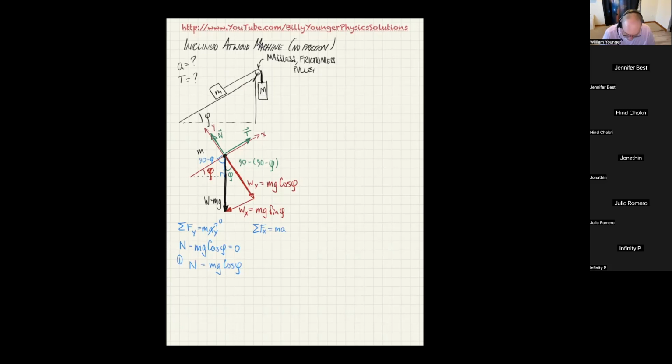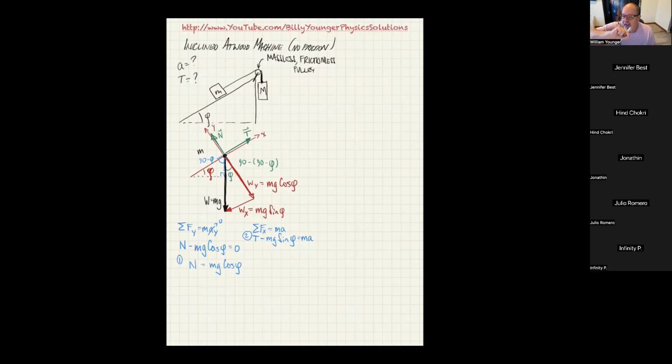Okay? So the summation of forces in the x direction gives me T that's positive. So I'm going to say T minus, in this case, it's mg sine phi, and all that is equal to ma, and I'm going to call that equation 2. Okay? Now, I've made going up the incline the positive direction.